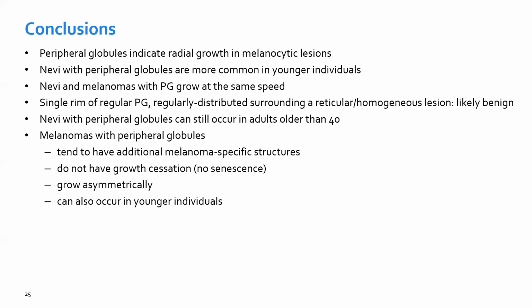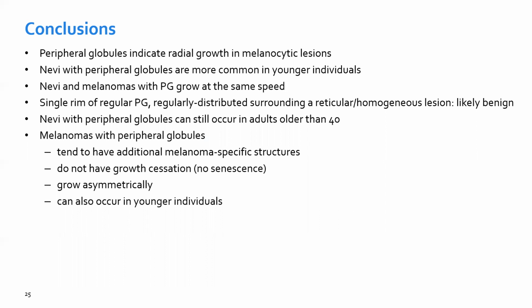However, of course, melanomas need to be excluded, but it's important to know that nevi with peripheral globules can still occur in adults older than 40, but then it's very important to perform digital follow-up to see how they grow, if the growth is symmetrical or asymmetrical, and if they develop any additional dermoscopic melanoma-specific structures.